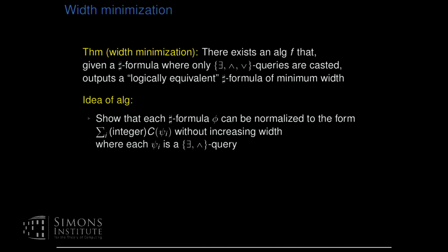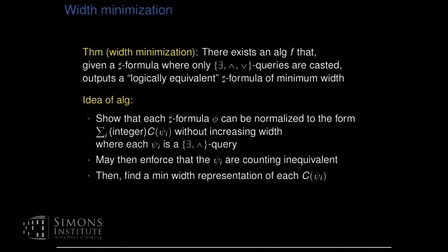Basically, first we take each formula and we normalize it so that it's the weighted sum of primitive positive queries. In fact, we do this using the inclusion-exclusion principle. And then we can assume that the psi i's are counting inequivalent by applying the algorithm of the previous slide. And then what we do is we minimize each of these primitive positive formulas individually. But in order to justify this, we have to somehow show that all these primitive positive formulas really are orthogonal to each other, that they don't cancel out.